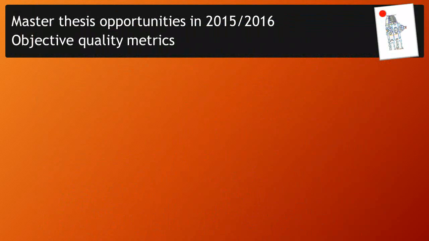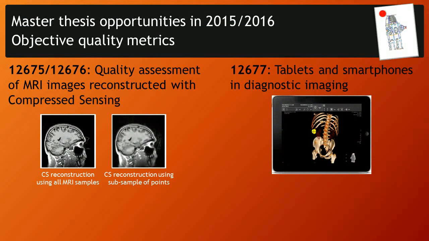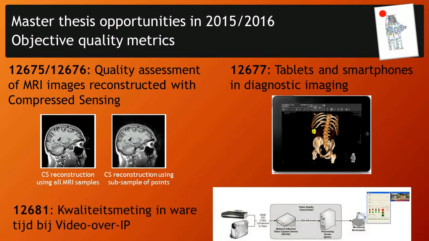In the area of objective quality metrics, we have 2 topics in medical imaging. As shown on the left, we'd like to study how well existing assessment algorithms work for MRI images acquired with compressed sensing technology. On the right, we'd like to study the use of different metrics that will quantify the image quality of medical images displayed on tablets and smartphones. This thesis topic is together with Agfa Healthcare. On the bottom, we have a thesis topic on methods for assessing quality in real time. This thesis will investigate real-time quality algorithms with a focus on GPU or multi-core implementations.